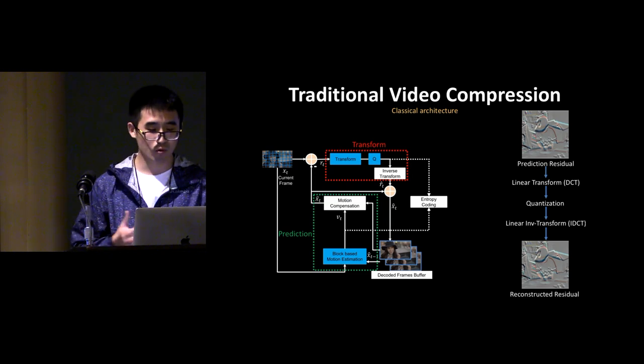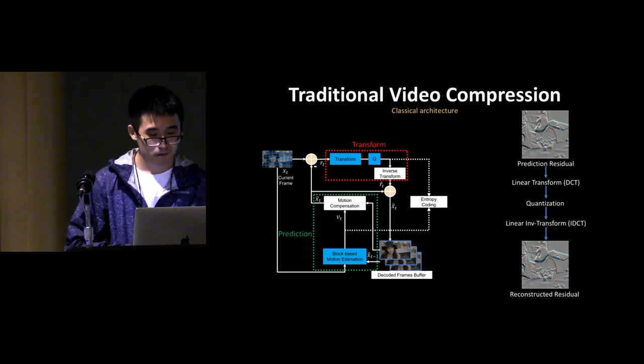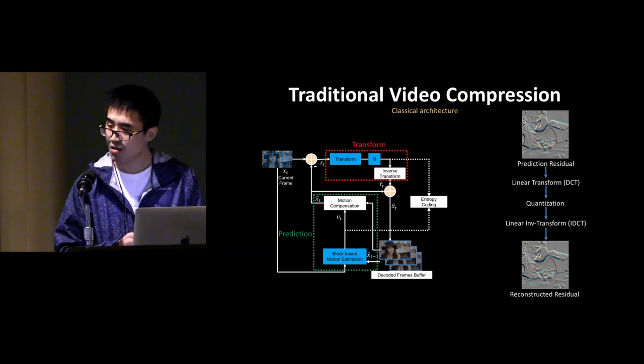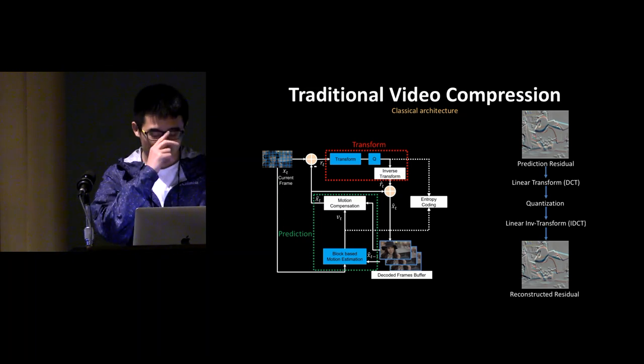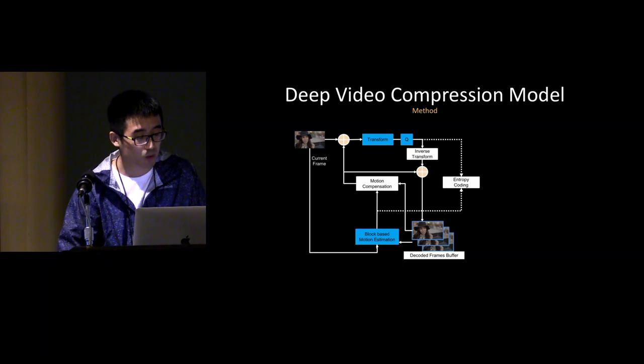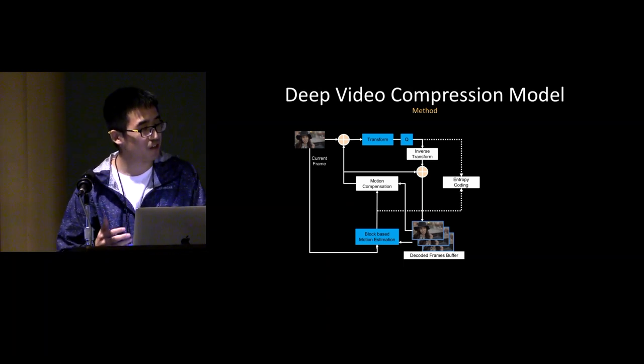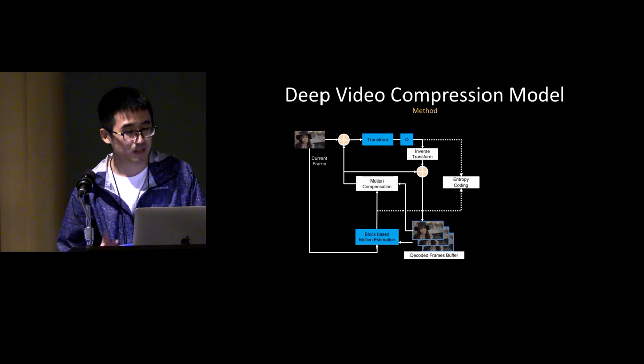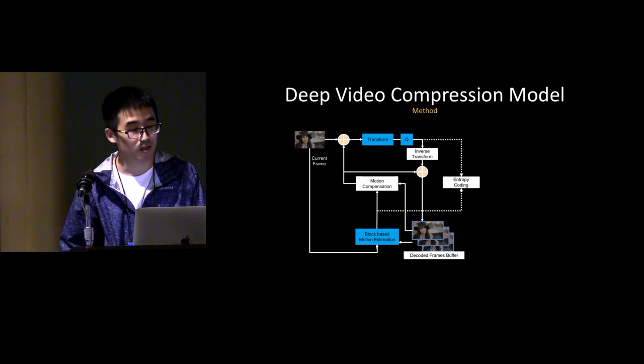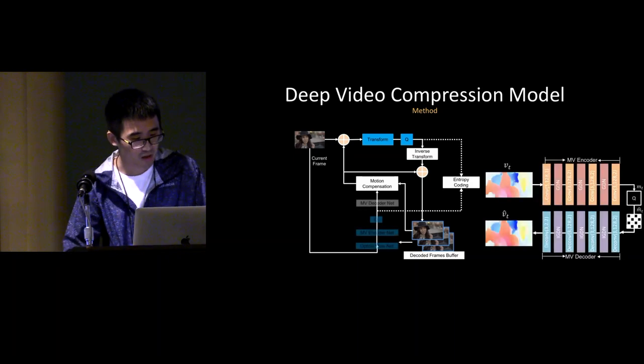Okay, this is the overall architecture of the classical video compression system. Our framework combines the advantage of this classical video compression architecture and the powerful nonlinear ability from the neural network. And I propose an end-to-end optimized video compression system. To the best of our knowledge, this is the first end-to-end optimized video compression system.